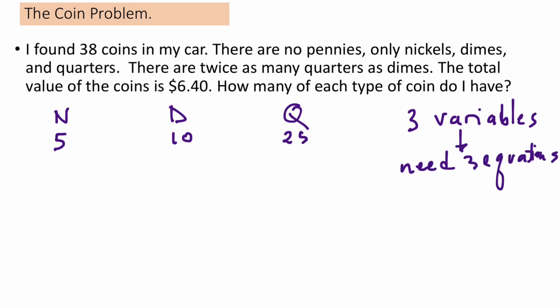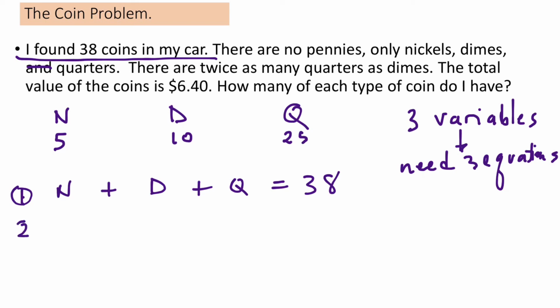So if I only have 1 or 2 equations, I won't be able to figure out what my 3 variables are. So I must have 3 equations to figure out 3 unknowns. All right, so let's write 3 equations. So the first piece of information says I found 38 coins in my car. So that means the number of nickels plus the number of dimes plus the number of quarters has to equal 38. So that's one equation.